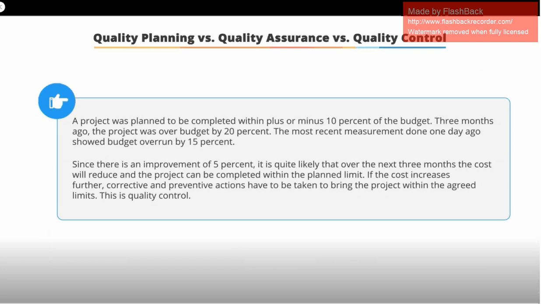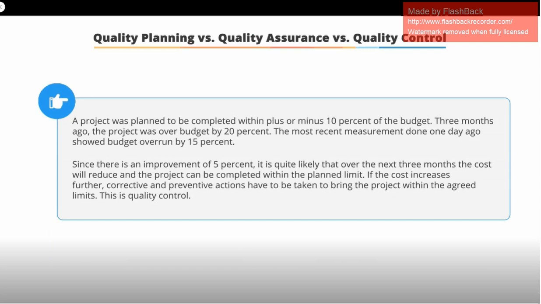When the measurement was done a day before, it was only 15% over budget. Therefore, the project has shown an improvement of 5% in the last 3 months, and it's quite likely that over the next 3 months, the project may get within the planned limit of 10%. Instead of showing improvement, if the data shows a cost increase, then corrective and preventative actions are required to get the project within the 10% limit.